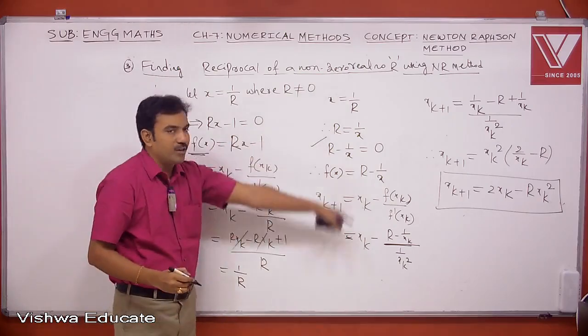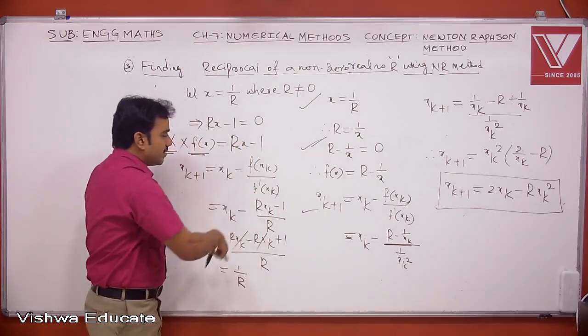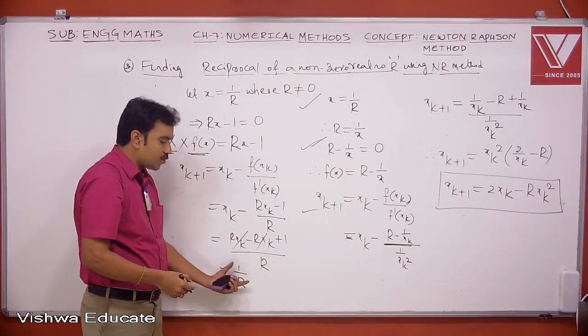So, note these points. Starting from this onwards, you do not write this evaluation. If you write, this is not a recurrence relation.